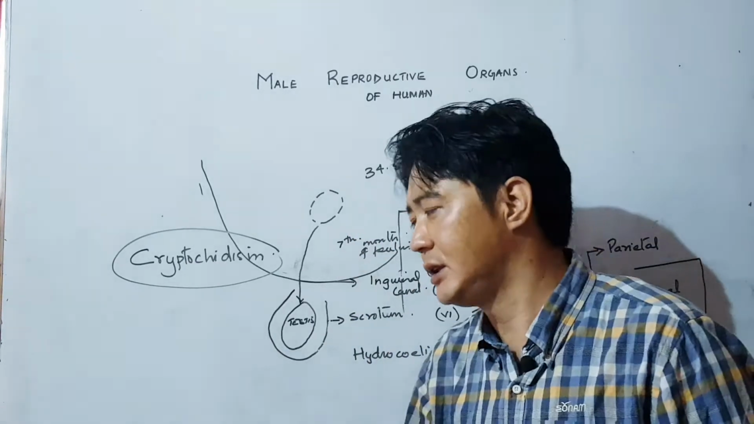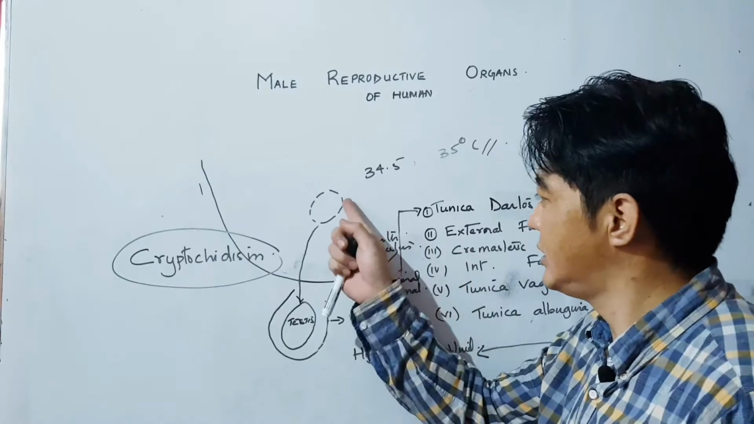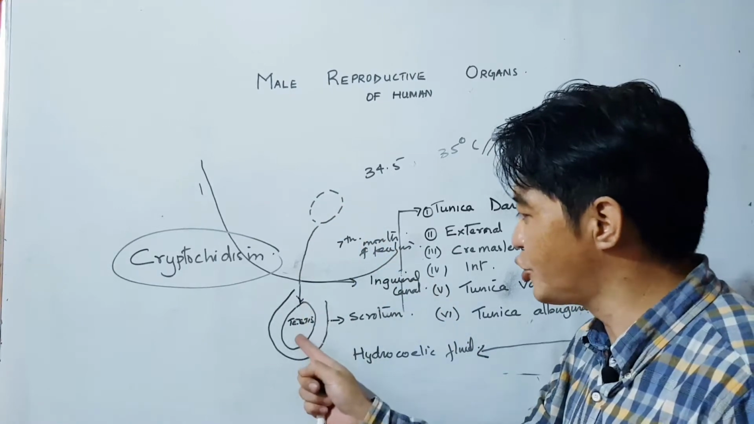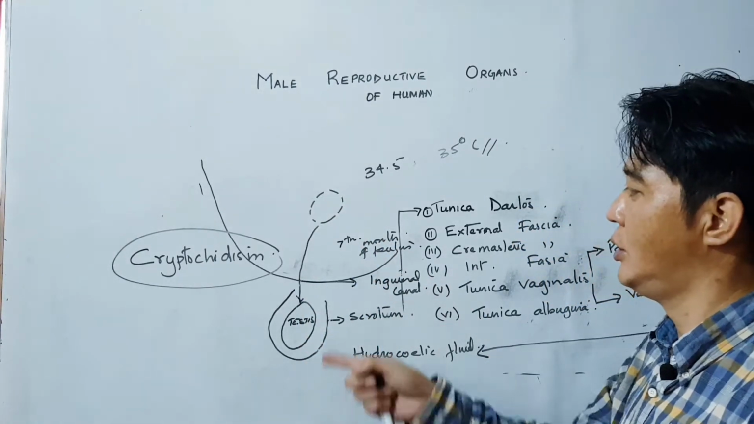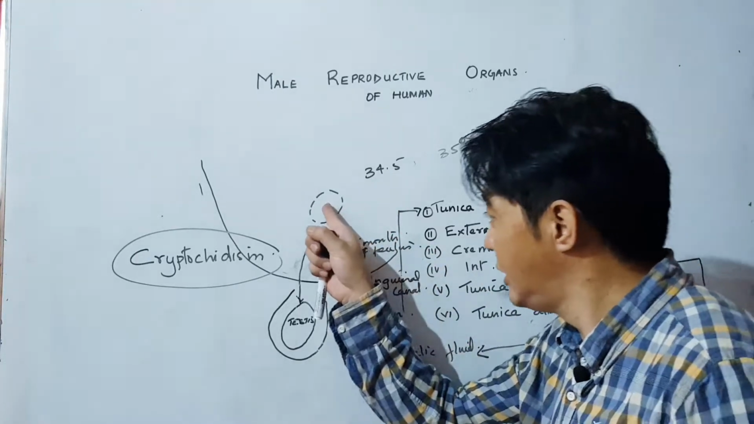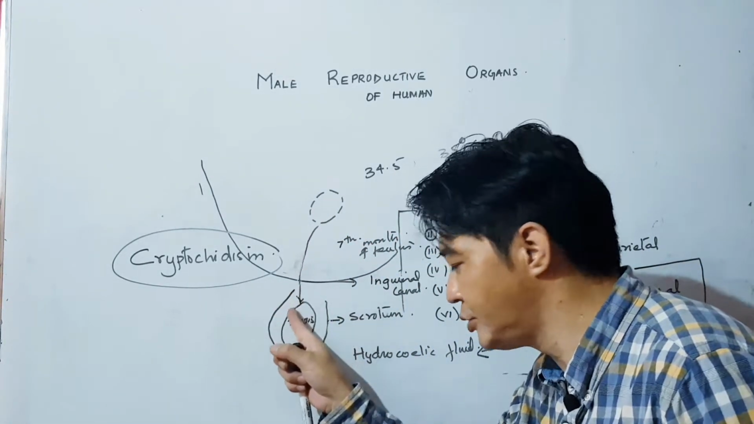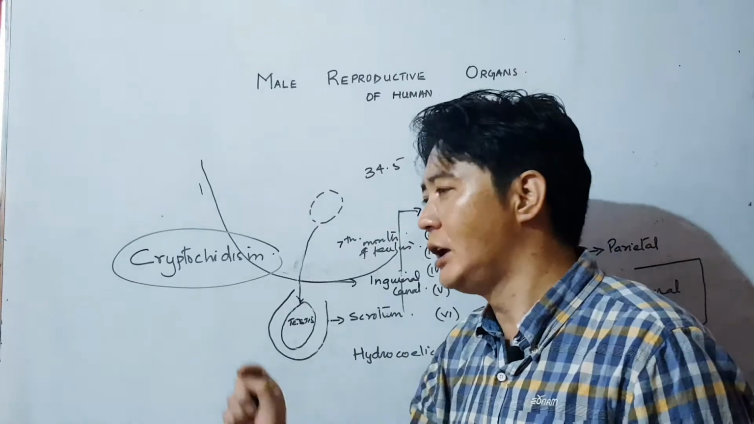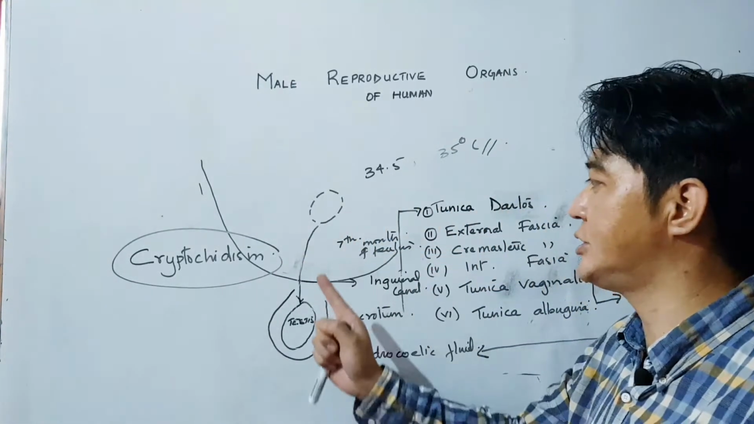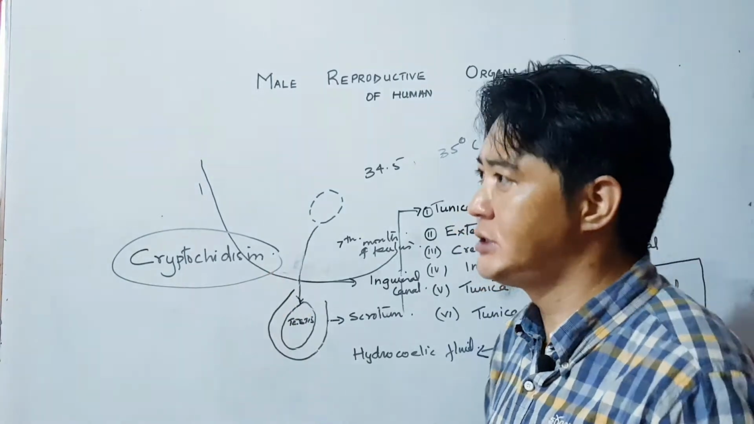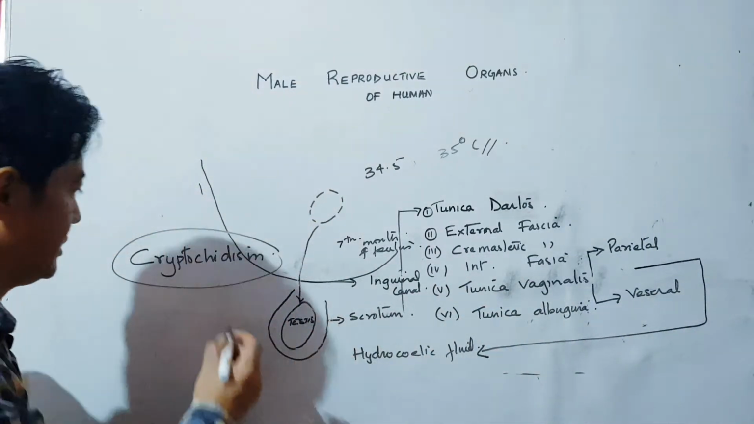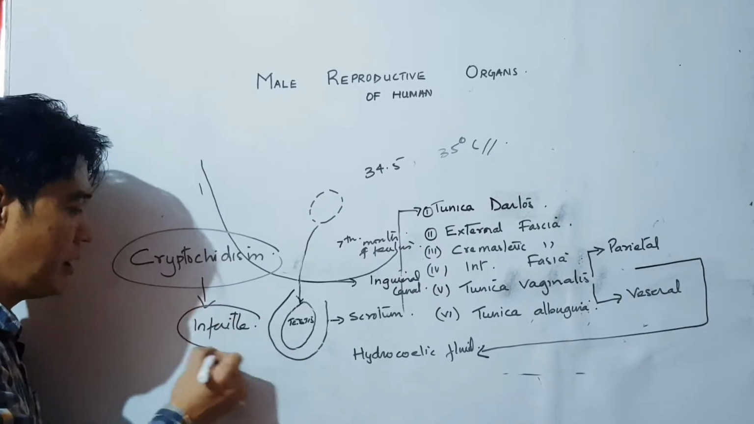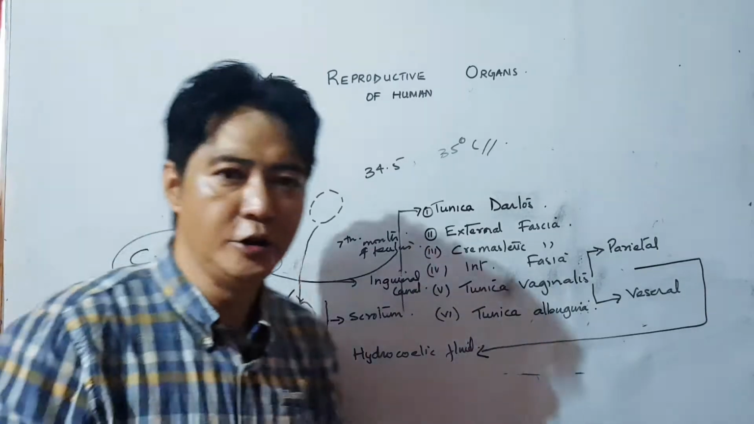Before birth, at around 7 months of the fetus, this testis has to come down to the scrotum through the inguinal canal. If the descending of the testis fails in the fetus, such type of abnormality is known as cryptorchidism. Cryptorchidism leads to sterility, meaning they are infertile. Such males cannot reproduce.